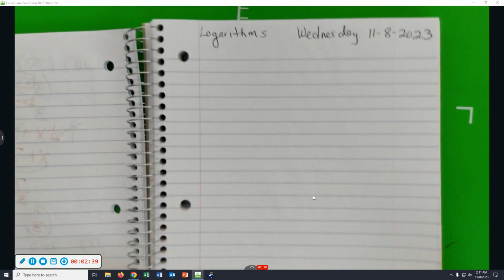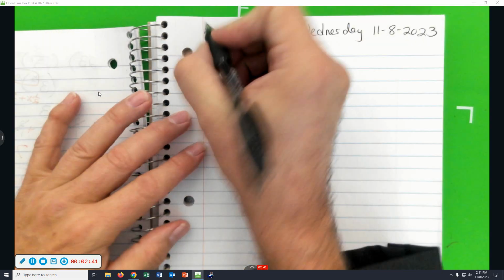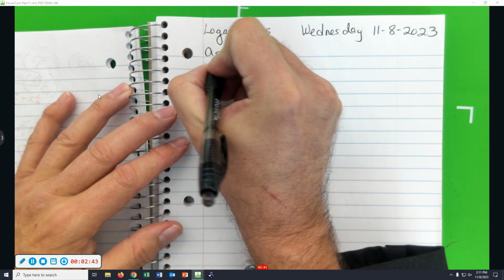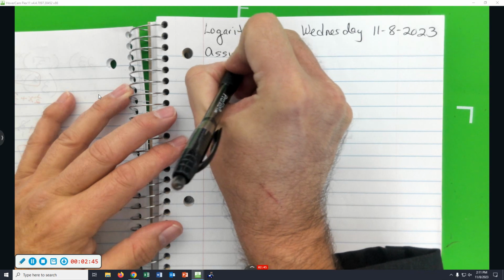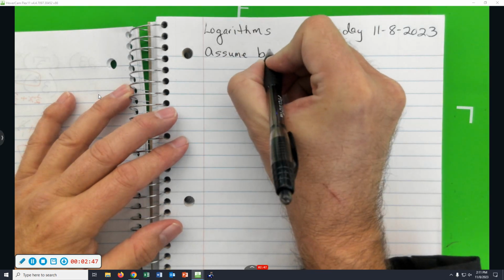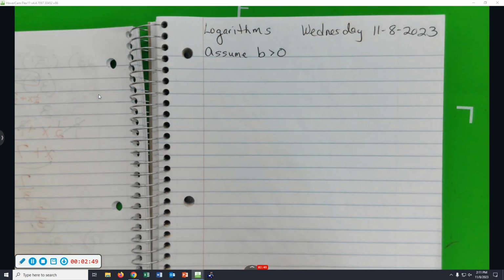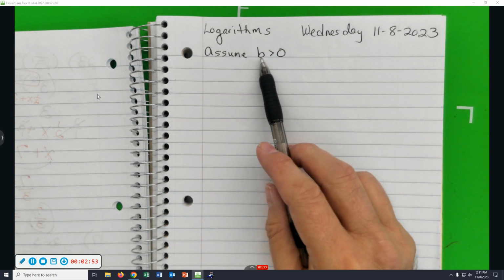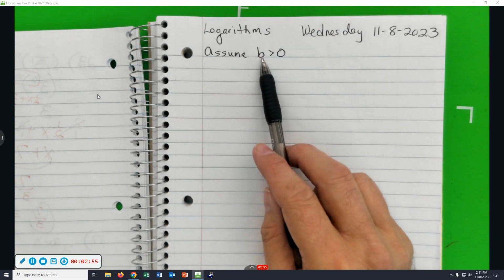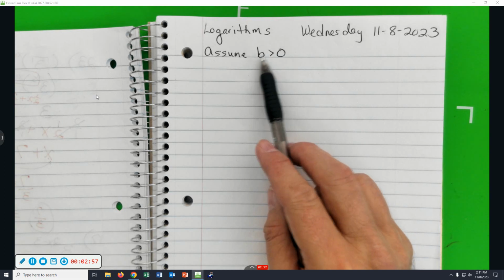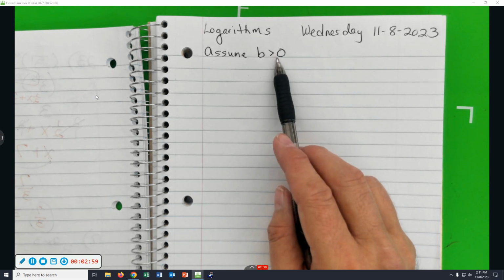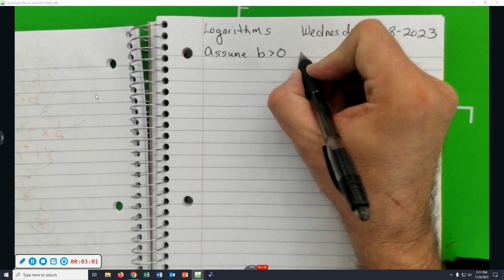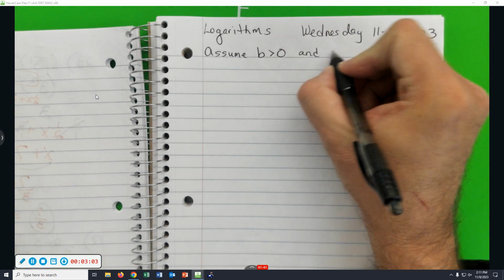So today, I'm going to define logarithm, but first of all, that's a b I just wrote, not a 6. b for base. If you see a lowercase b being used, it's the base. And let's assume it's always positive, and it's not the number 1.